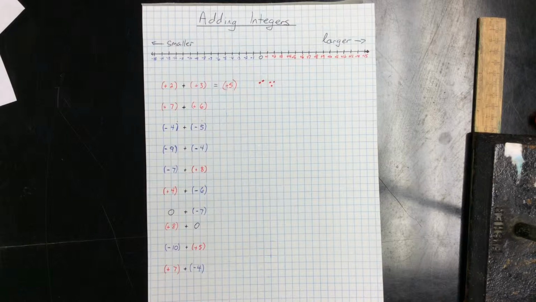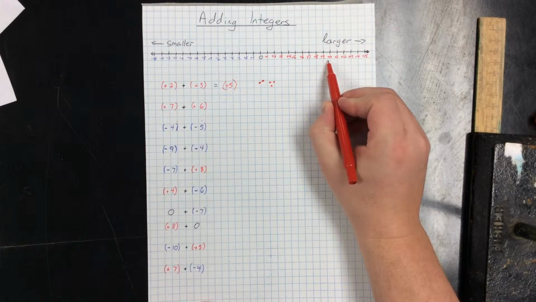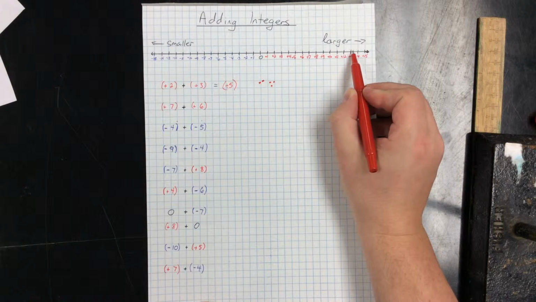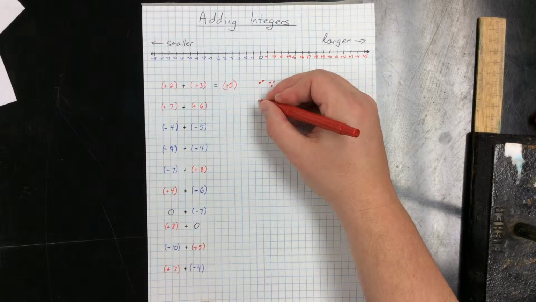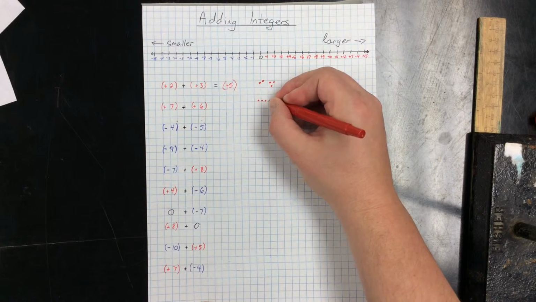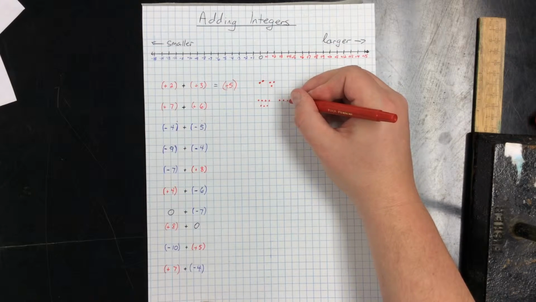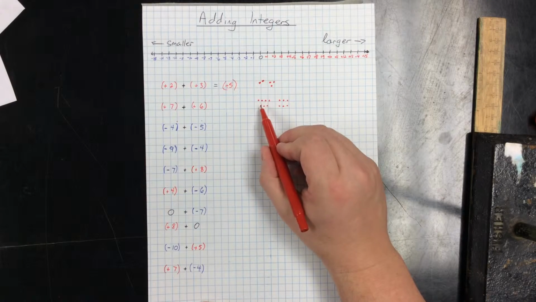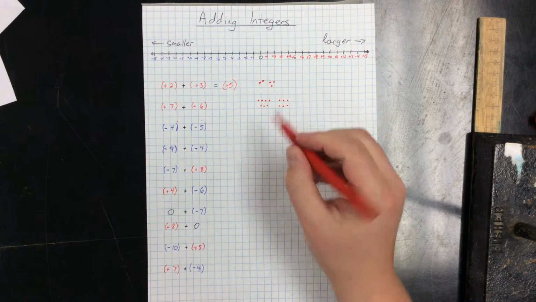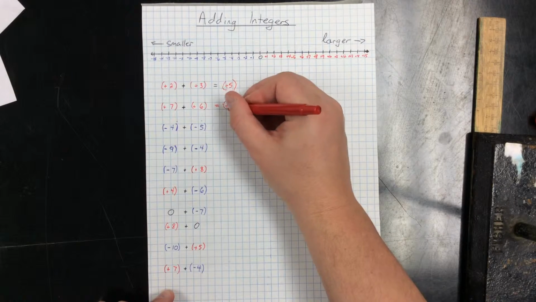Okay, let's try that again for positive 7 and we get 6 more positives. 1, 2, 3, 4, 5, 6. So we're at positive 13. Or we could think of it as the dots. We've got 7, and we get 6 more. In total we have 13. We end up with 13 positives.